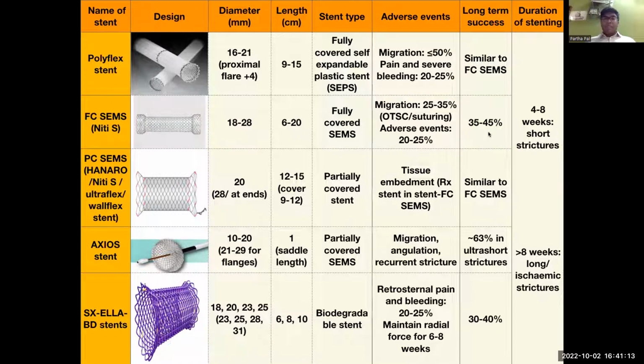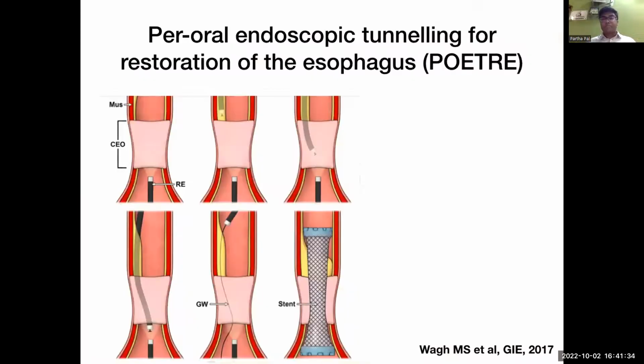The main complication with all these stents is migration, which can be prevented with OTSC or a suturing device for fully covered stents. Usually the normal through-the-scope clips are not that effective in benign strictures, as in the case of malignant strictures, and it can also cause severe retrosternal pain. And after the removal, there can be recurrent stricture.